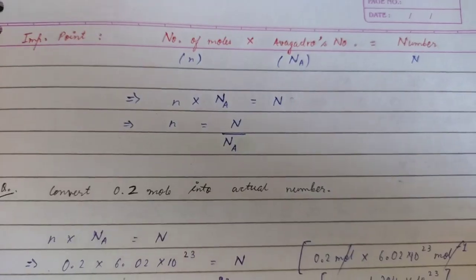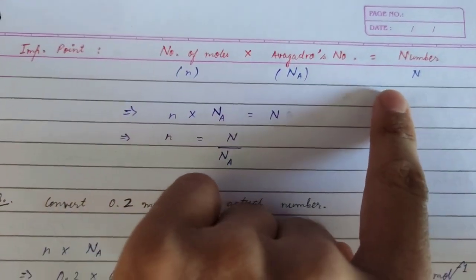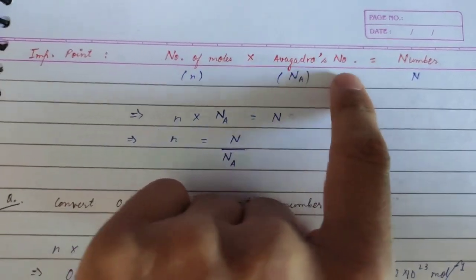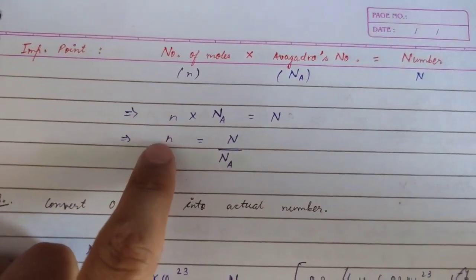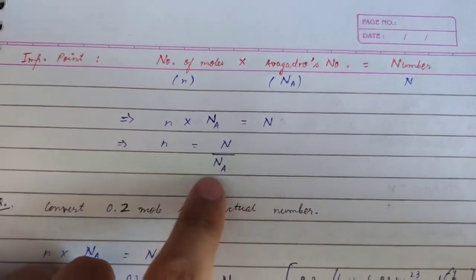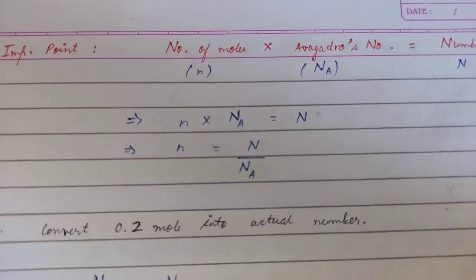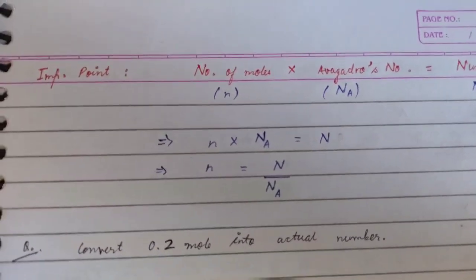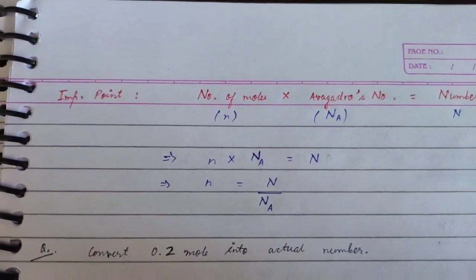See, this is the formula. n into Na gives us N. Number of moles into Avogadro's number is equal to the actual number. So n can also be written as N by Avogadro's number, which will give us the number of moles. Let us see this question first: convert 0.2 mole into actual number. So we will directly put the formula.